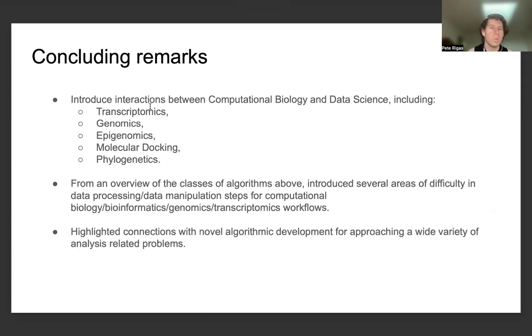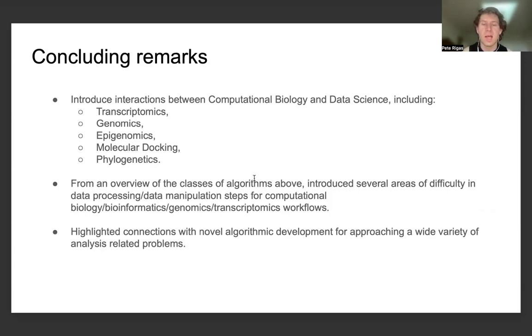And so the concluding remarks are that we introduced interactions between computational biology and data science and engineering, including transcriptomics, genomics, epigenomics, molecular docking, as well as phylogenetics, in which we can look at the probability of accumulating mutations across different generations and how that informs our classification ability and the statistical certainty with which we can make certain conclusions about our biological systems.